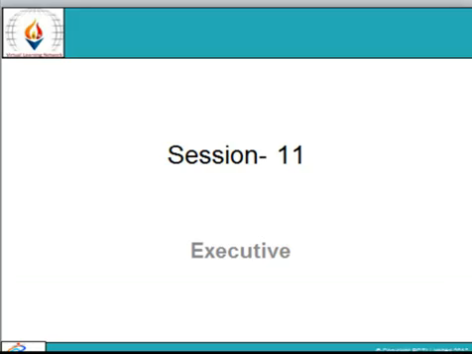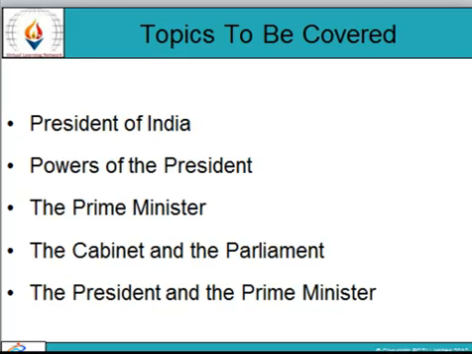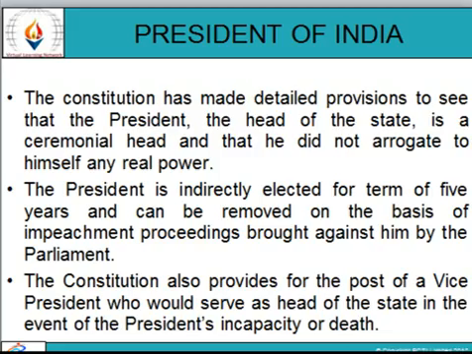This is session number 11, Executives. Topics which we are going to cover in this session are President of India, Powers of President, the Prime Minister, the Cabinet and the Parliament, the President and the Prime Minister. Coming towards the first topic, that is President of India.